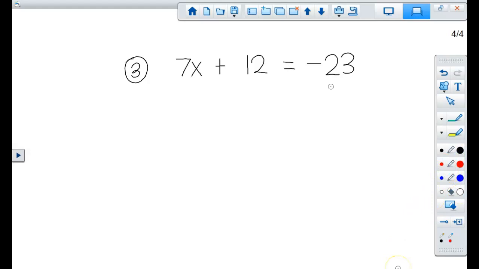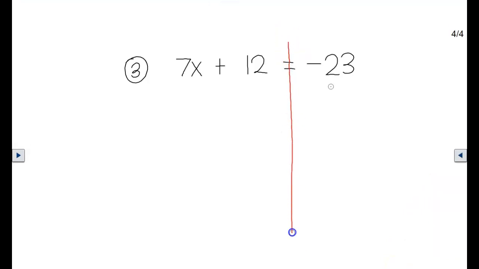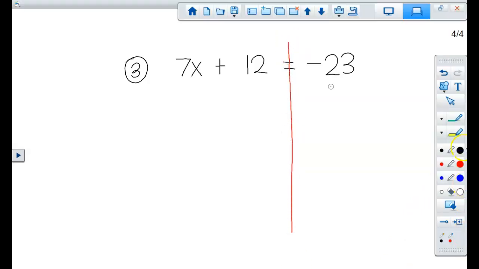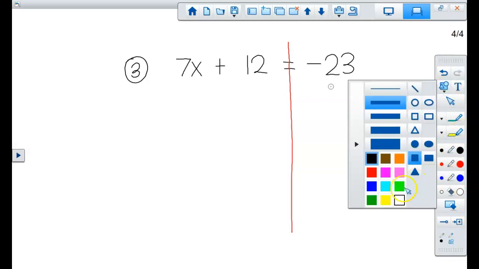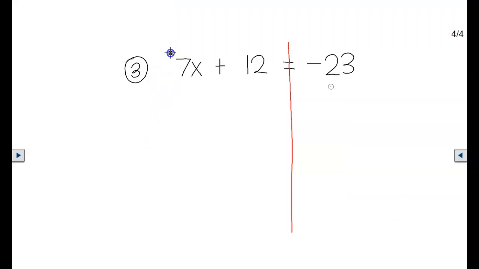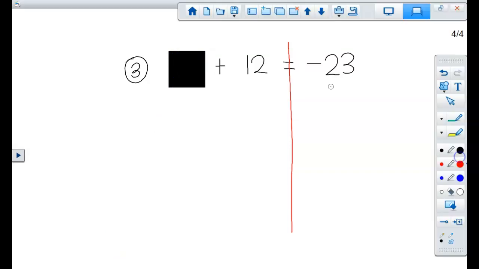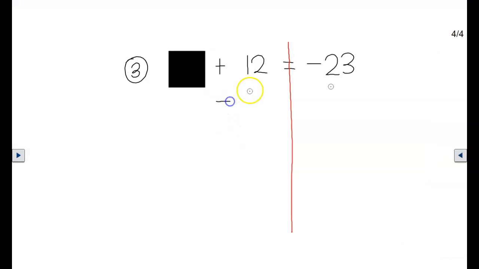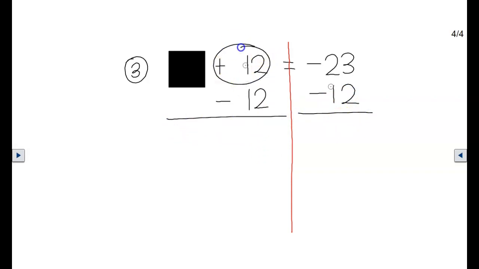All right, 7x plus 12 is equal to a negative 23. Draw your line through your equal sign. And we're going to undo addition or subtraction first. So I would cover up that x term so you can see what you're dealing with. You can see you're dealing with adding 12. So we want to get rid of adding 12. Do the opposite, which is to subtract 12. Adding 12, subtracting 12, cancel each other out.